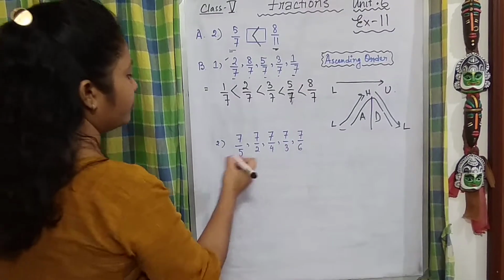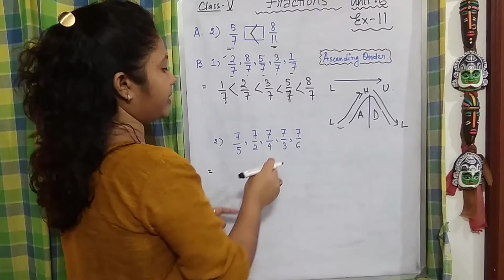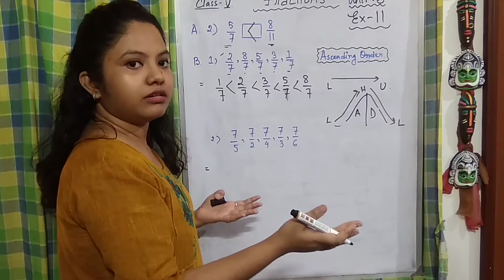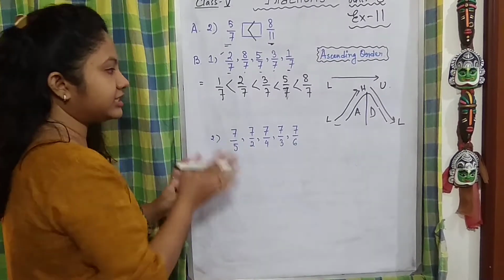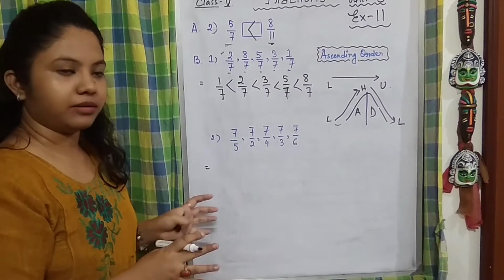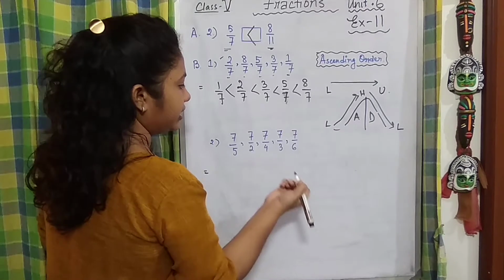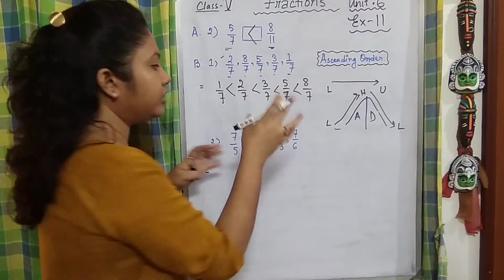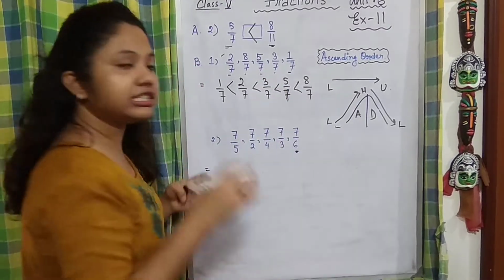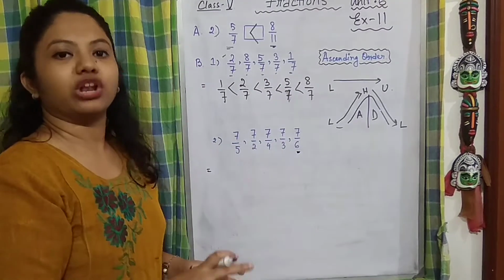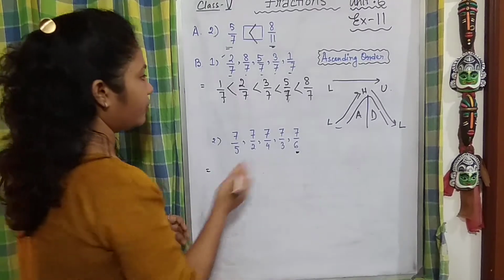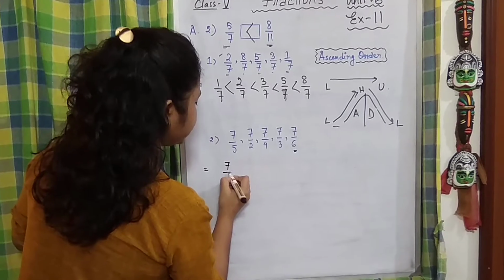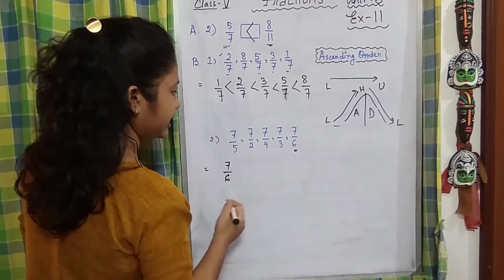After that, now when you have this kind of sum where the denominators are different but the numerators are similar, there is a trick in this kind of sum. When you are having this type of sum, what do you have to do? The number which has the largest denominator is the smallest one. So when we are arranging according to that, the smallest one is 7 by 6.